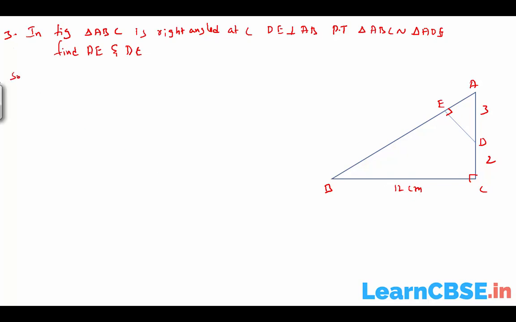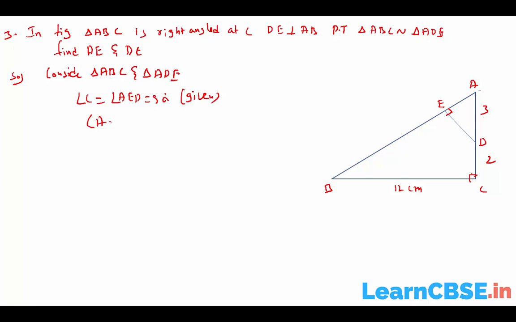Solution. Consider triangle ABC and triangle ADE. Angle C equals angle AED, that equals 90, because this is a right angle triangle, right angle at C given, and DE perpendicular to AB means this angle is 90 from given. Angle A is common in both. Therefore triangle ABC is similar to triangle ADE by angle criterion.